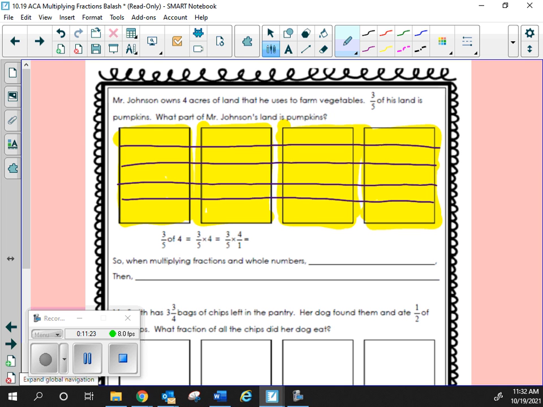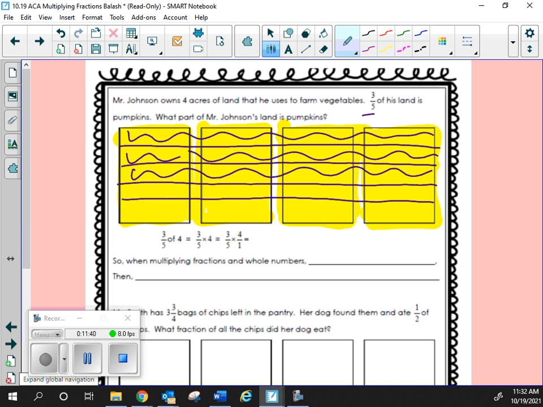So I split into 5ths, and now I'm going to color the amount that is pumpkin. So I'm going to color how many of those lines? 3 of those lines. So that's 1, 2, and 3.